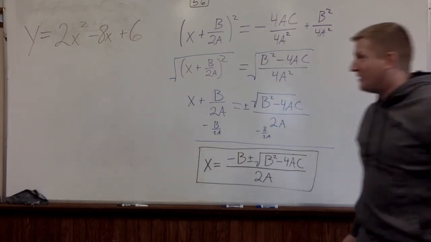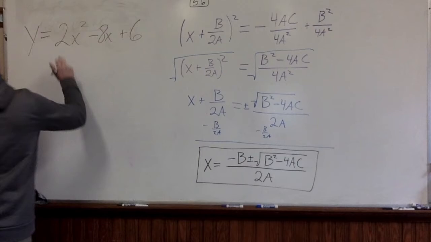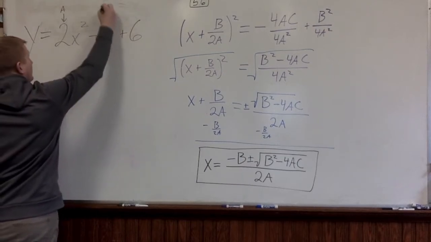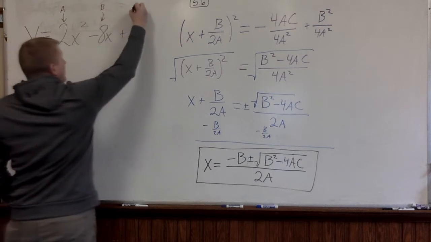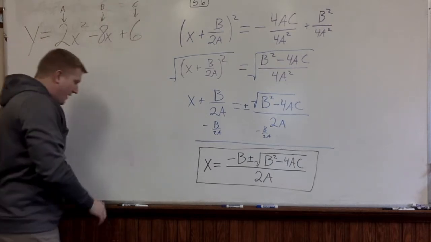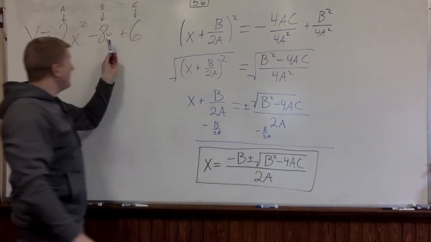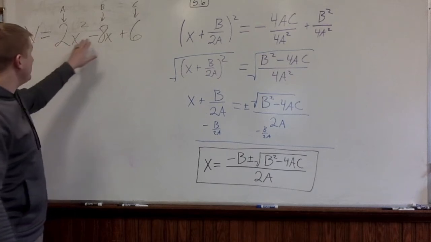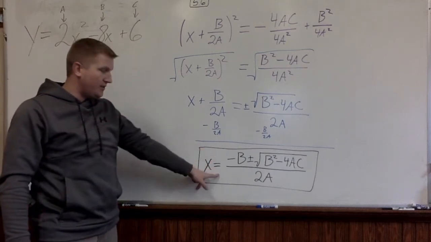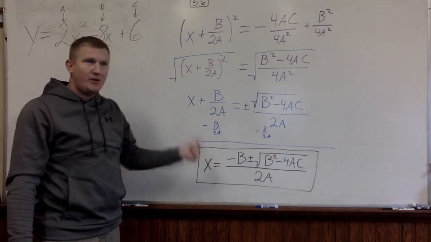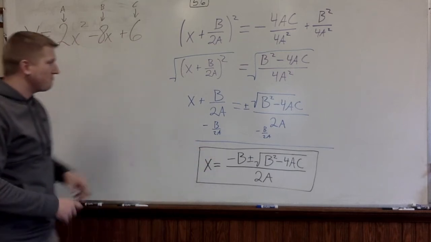So let's think about what this means. Remember for standard form, this is our a, negative 8 is our b, and 6 is going to be our c. So if I want to know where this quadratic is going to hit the x-axis, all I got to do is plug 2, negative 8, and 6 into this formula, albeit this ugly formula, and I'll get it. Let's give it a shot.